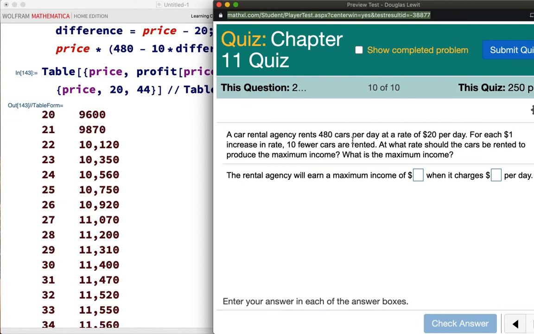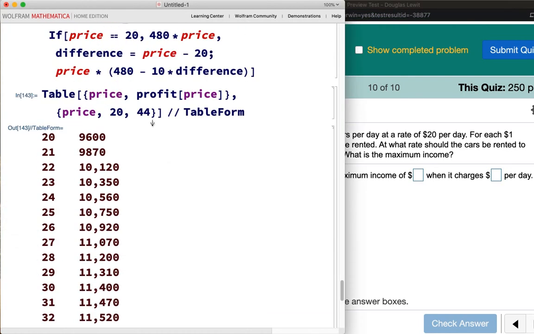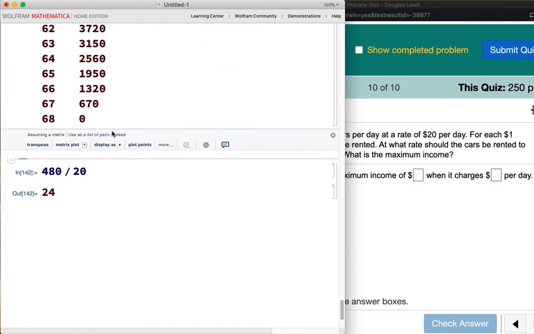480 cars. Hold on one second. You would lose 10 cars. Oh, wait, actually, no. This would be 20 plus 48. Sorry, 20 plus 48. 48 plus 20 would give me 68, and then I should have 0. Yeah, at 68, I have 0. If you're going to charge $68 a day, your profit is 0 because you won't be able to rent any cars.